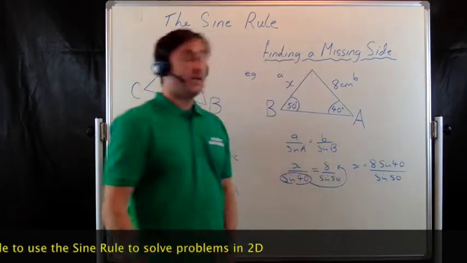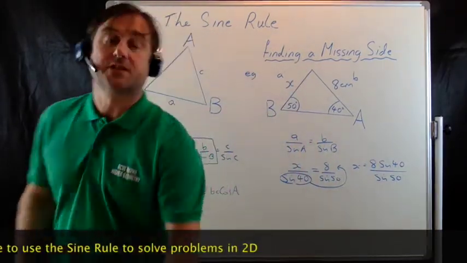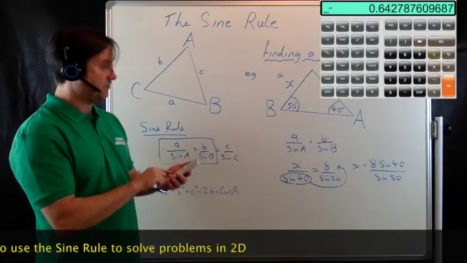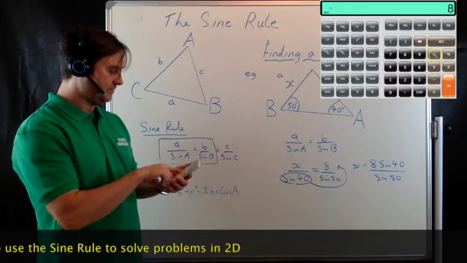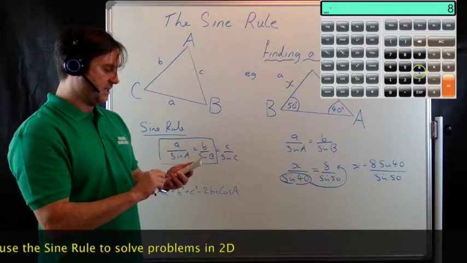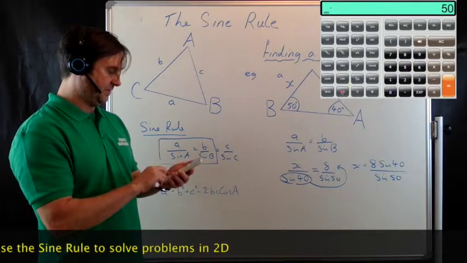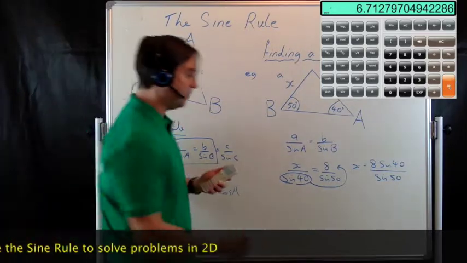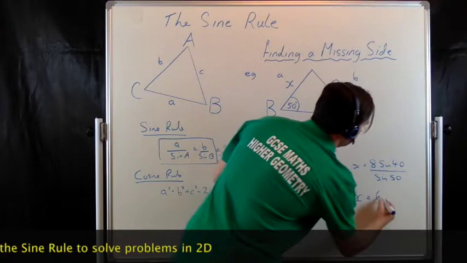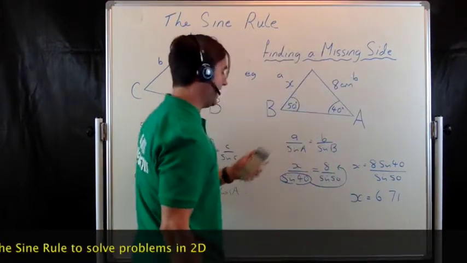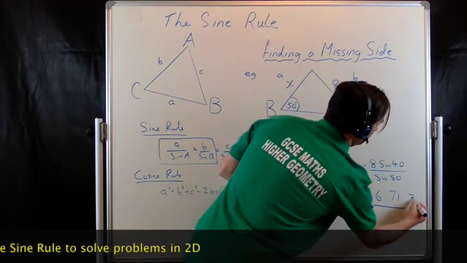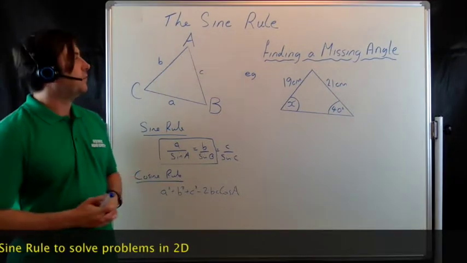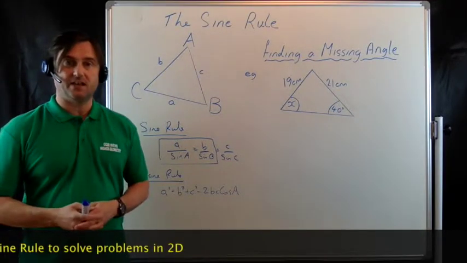Now all I need to do is actually work that out. On the calculator, use your fraction button, so type in 8 sin 40 divided by sin 50, which gives me an answer of 6.71. So x equals 6.71, and that is correct to 3 significant figures.